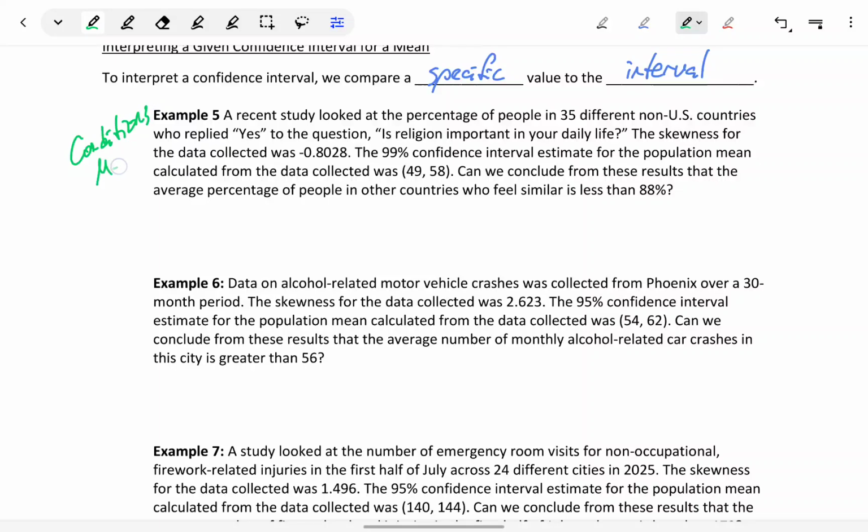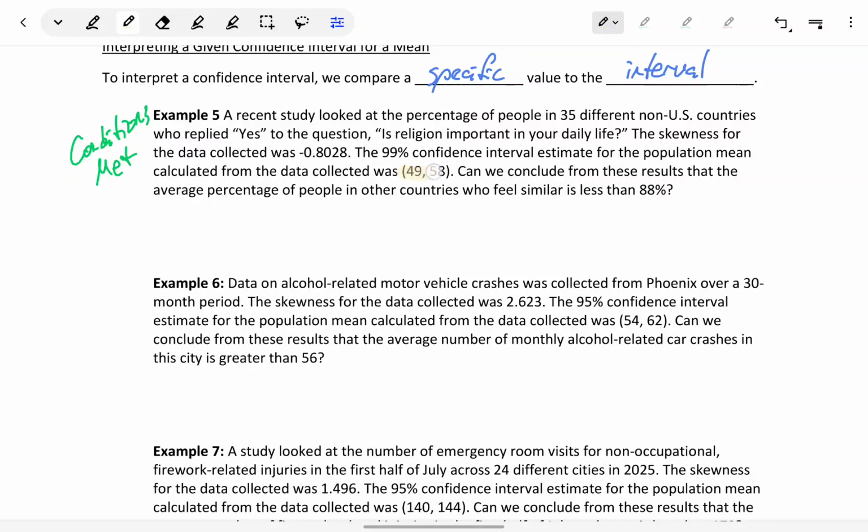The conditions were met to estimate a mean. Now we're given some additional information. We're told the 99% confidence interval estimate for the population mean calculated from the data collected was 49 to 58. Can we conclude from these results that the average percentage of people in other countries who feel similar is less than 88%?